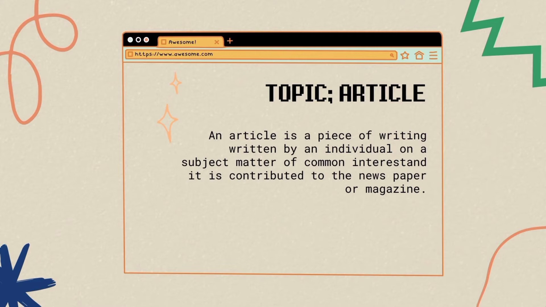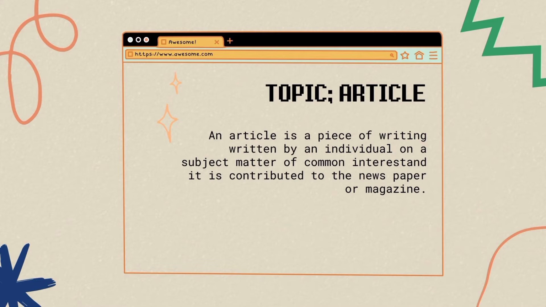This comes under section B of your paper 1 and it's compulsory. So make sure you understand and know how to write an article, because it will be compulsory when it comes in section B. And that's where it comes most of the time. Okay, so what is an article?